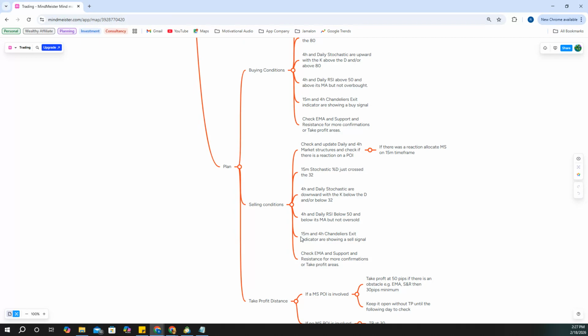And this is the RSI. The 15-minute and 4-hour Chandelier Exit indicator, this is an indicator. They both need to be showing a sell signal, and this is one mistake that we made today.